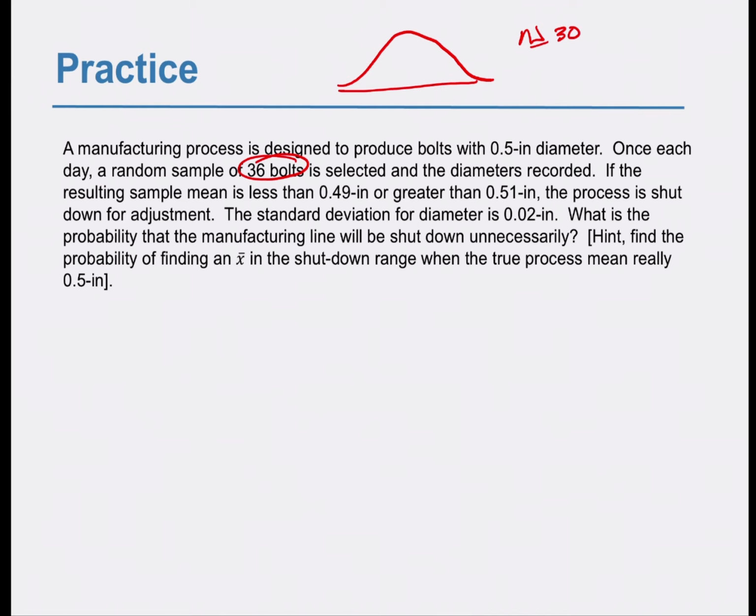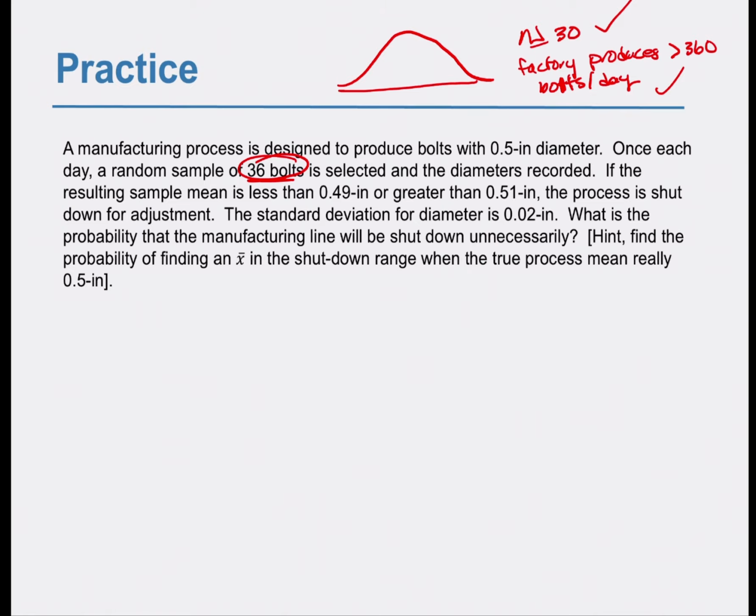We can also assume that the factory produces more than 360 bolts per day. Right? That's going to be our independence check. We check both of those, so we can apply the central limit theorem. And our sampling distribution is going to be approximately normal.